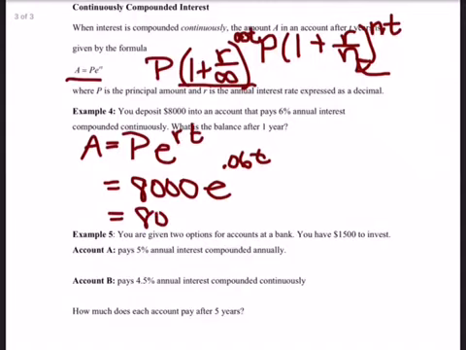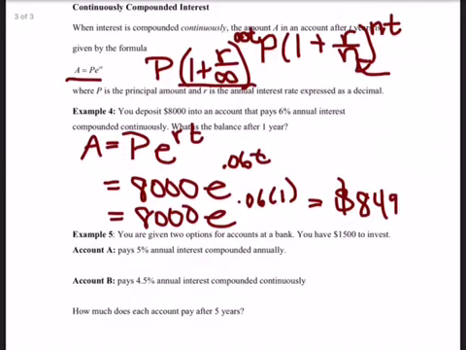So I'm going to plug in 1. So I've got 8,000 e to the 0.06 power. And that gives me $8,494.69. Remember, we don't round up on the pennies.